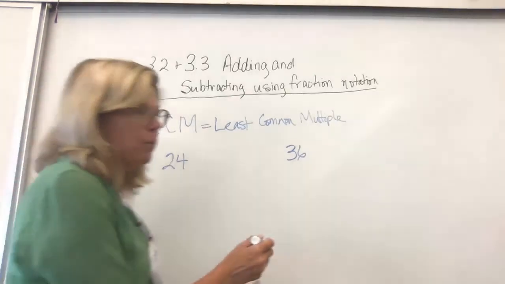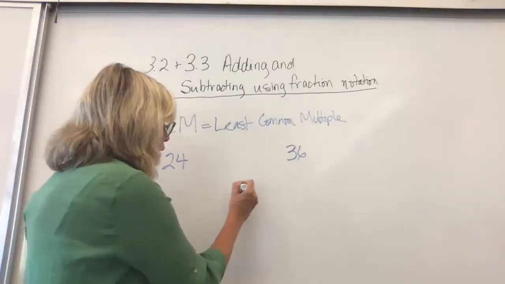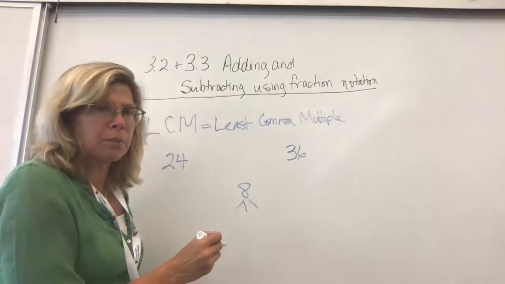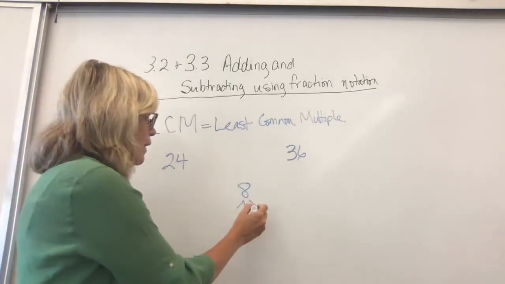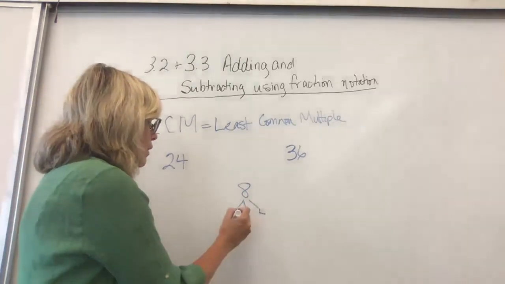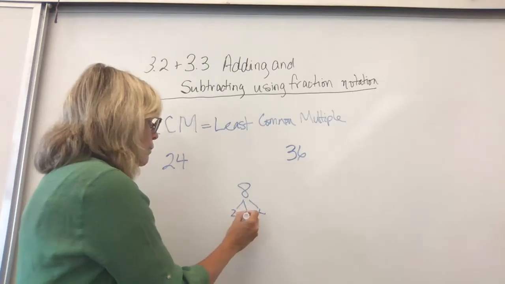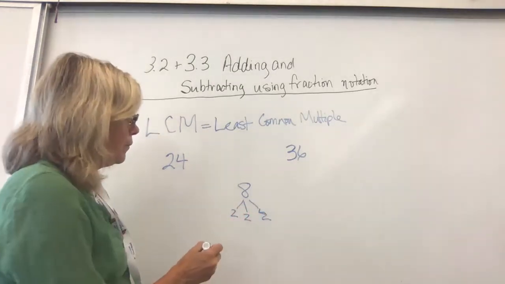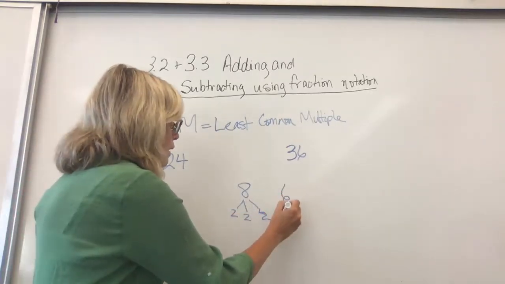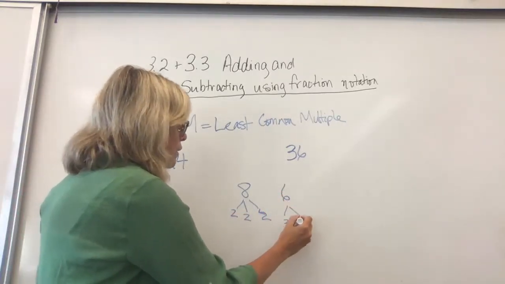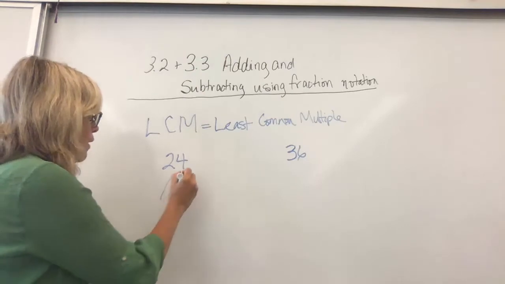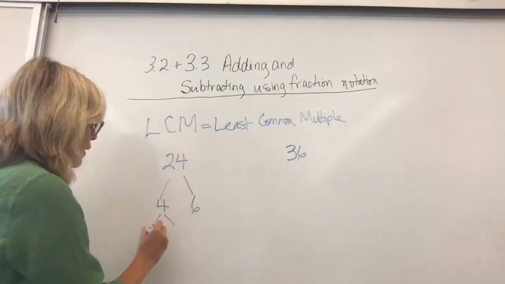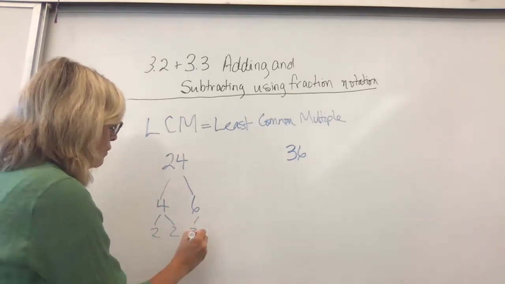It's where if you have a number, say 8, and you break it down into the lowest prime numbers. So 8 is 4 times 2, so that's 2 times 2 times 2. Or 6 has 2 factors, 3 and 2. For 24, you can break that down into 6 and 4, and you can further break that down to 2 and 2 and 3 and 2.